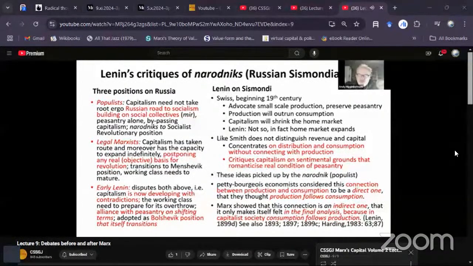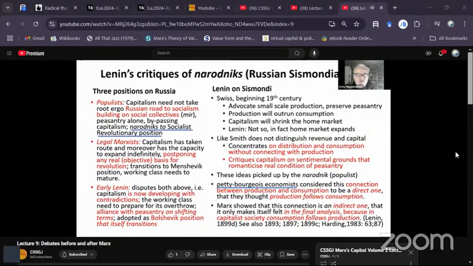So theoretically, he's saying they put an immediate connection between production and consumption, right? That production and consumption are sort of like there's no mediation between them. And he argues that Marx recognizes that there's a connection, but it's a more indirect one. Production and consumption aren't the same thing. You have to look at how markets really work, right? And he argues that Marx saw consumption as following production. That's Lenin's argument, right? Production leads consumption in the capitalist system.